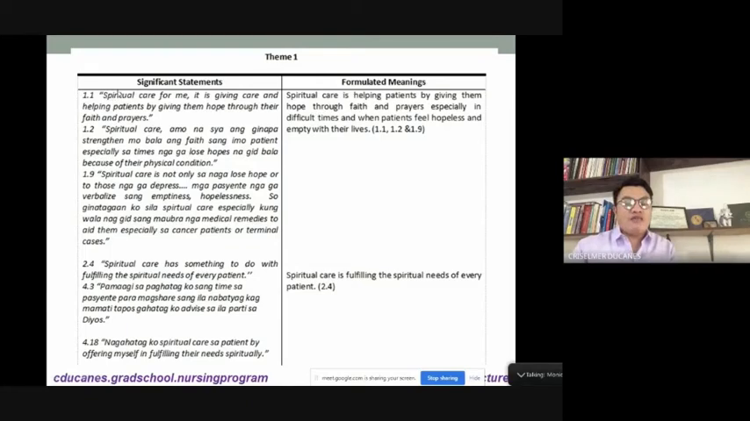Okay, so I have grouped the significant statements from the actual transcripts of my participants. So 1.1, 1.2, 1.9. I grouped them because I believe this refers to one concept. And out of these 3 significant statements, I have formulated my meanings. What is the meaning of these 3 significant statements? Then the next, 2, that means it came from the transcript of participant 2. 4.3 means it came from the transcript of participant number 4. Then I grouped these and made formulated meanings. So that is how you work from your significant statements to your formulated meanings.